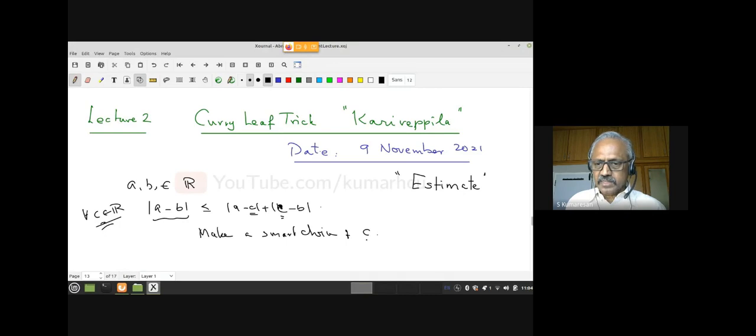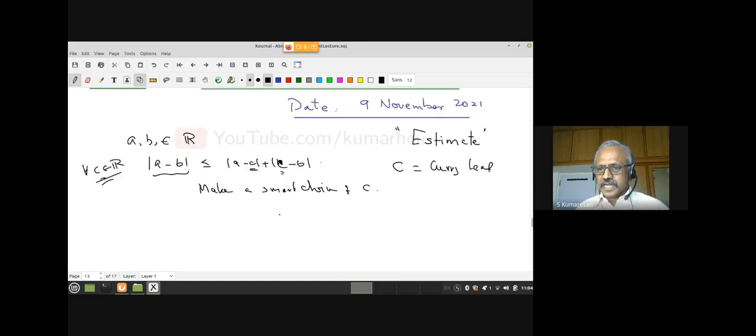So this c, I call it the curry leaf. All of you know karivepla, right? In sambar, rasam and curry, everywhere we put this. That is to add aroma, but most often 99% of the people don't eat it. They just take it out, right? The same purpose it does. It just serves the purpose of estimating mod a minus b. Think of the triangle inequality like this.